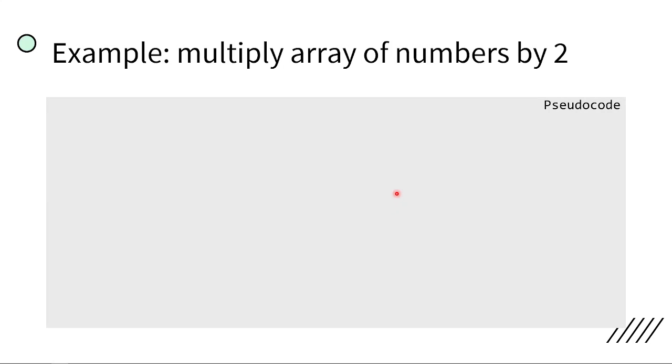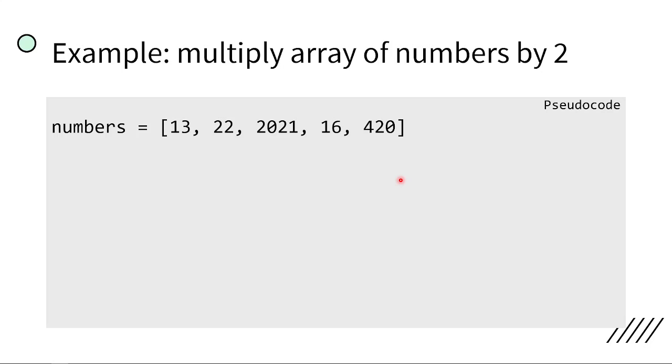So here's an example in pseudocode. Let's just say that we want to multiply an array of numbers by 2. So here we have an array of numbers. We have 5 items in this array. The items are 13, 22, 2021, 16, and 420. So again, our goal is to multiply each number in the array by 2.